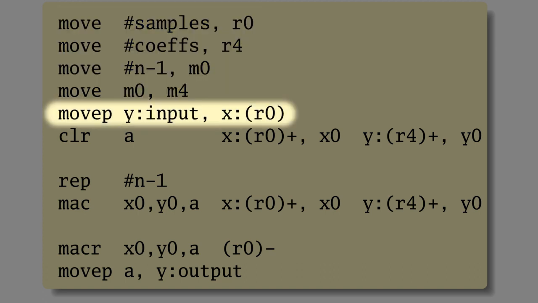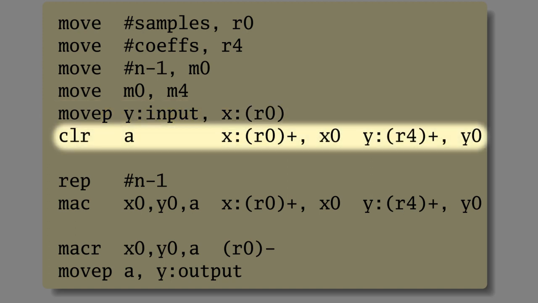The MoveP instruction reads the next input sample from a peripheral in Y memory and writes it into the sample array in X memory. The clear instruction clears the accumulator A and primes the pipeline by reading the first sample from X memory into register X0 and the first coefficient into Y0. All 3 things happen in parallel in a single cycle.